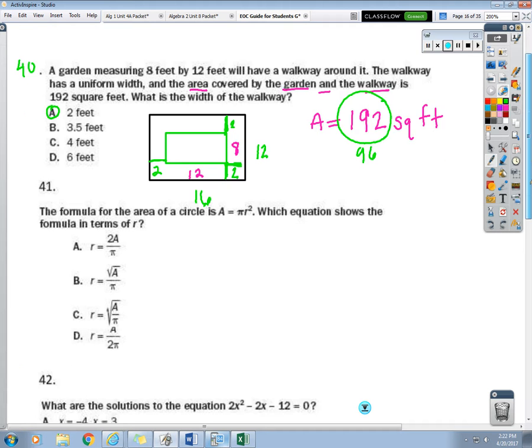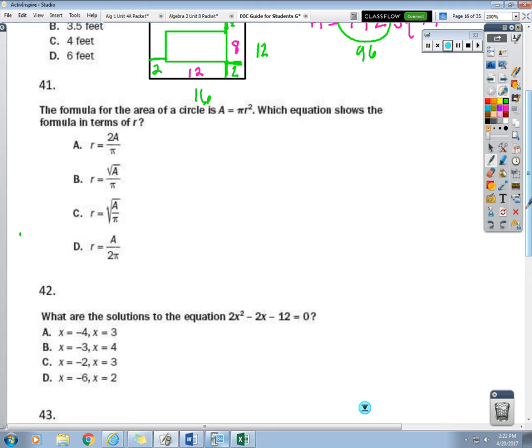Okay. 41. The formula for the area of a circle is A equals pi r squared. Which equation shows the formula in terms of r? What do they mean in terms of r? Look at all the answer choices. What do all the answer choices look like?